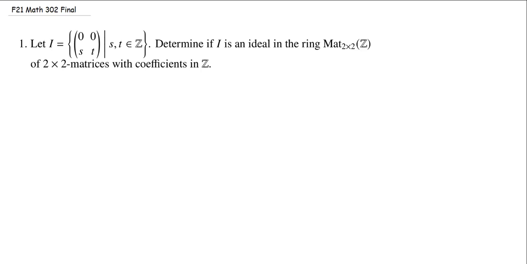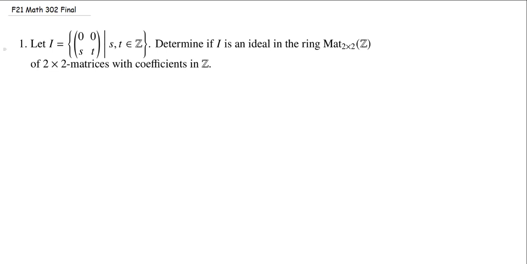So this problem is all about testing whether a certain subset of the ring of 2 by 2 matrices over the integers is an ideal. The subset we're looking at is all the matrices of the form: the top row is all zeros, and then the bottom row can be any integers we like. And we want to know, is this an ideal?